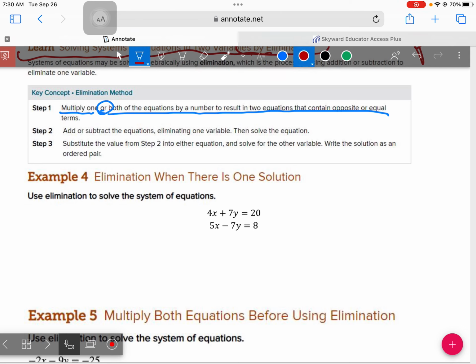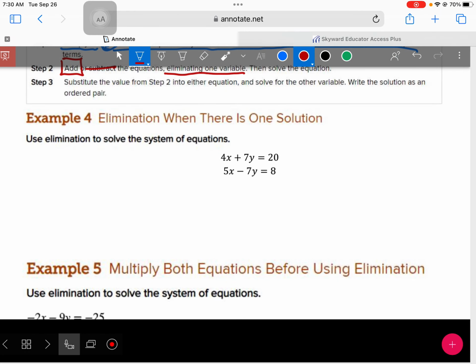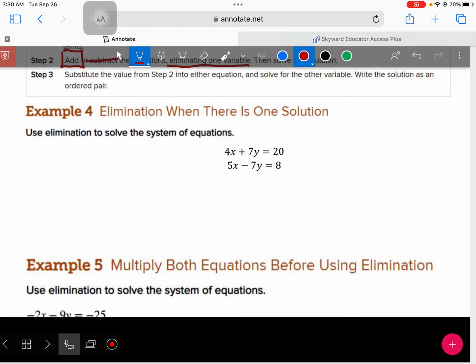Then we are going to add. We're not going to worry about subtracting. We're just going to add. So cross out subtract. Add the equations, eliminating one variable, and solve the equation. And then you're going to substitute. So we do use substitution in here once we have one of the variables. Okay? All right, let's take a look at example 4.